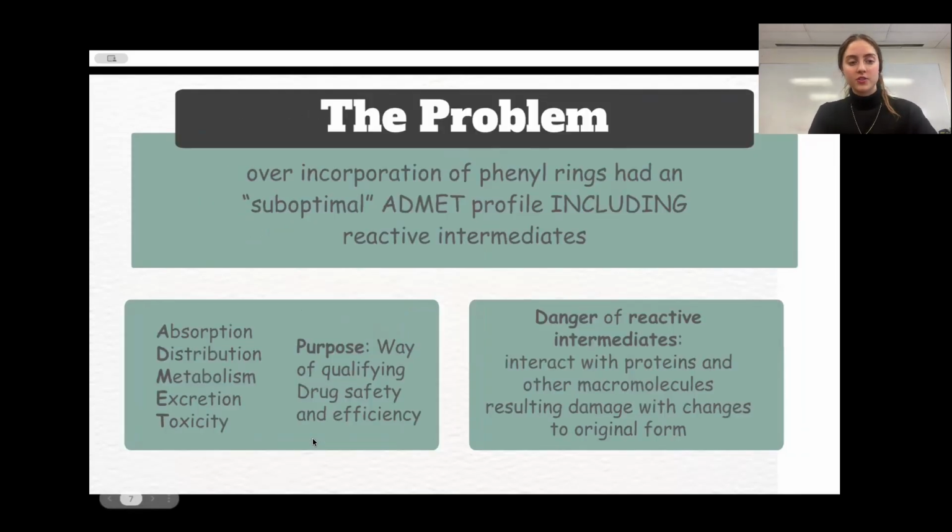The acronym I just mentioned stands for absorption, distribution, metabolism, excretion, and toxicity. This profile is five different categories in which drugs are assessed for their safety and efficiency. Typically, the incorporation of a phenyl ring will help optimize this profile. However, in its over-incorporation, we start to see decreased levels of ideal toxicity because of the formation of reactive intermediates. The danger of these reactive intermediates comes from the fact they start to interact with non-treatment areas, causing changes to proteins and macromolecules in undesired ways.